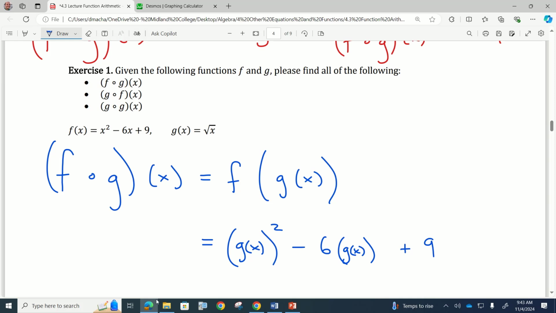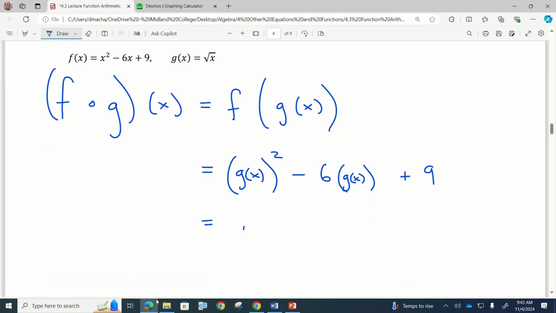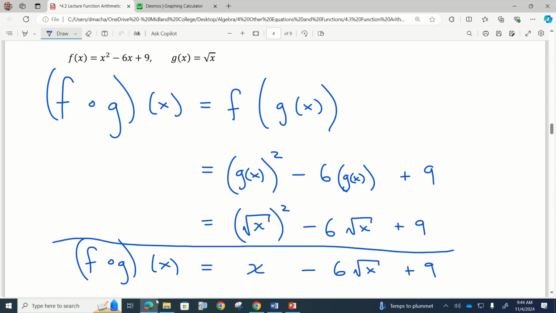But then g of x is just the square root of x. So this is square root of x squared minus 6 square root of x plus 9. And what is the square root of x squared? X. So f composed with g of x is that.